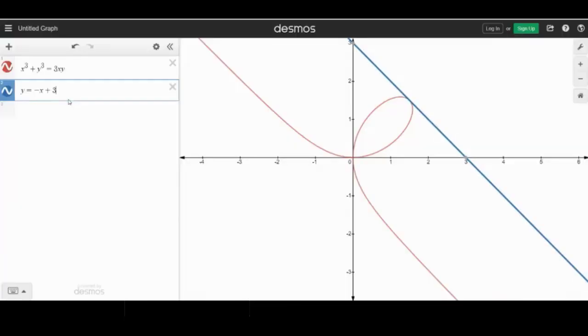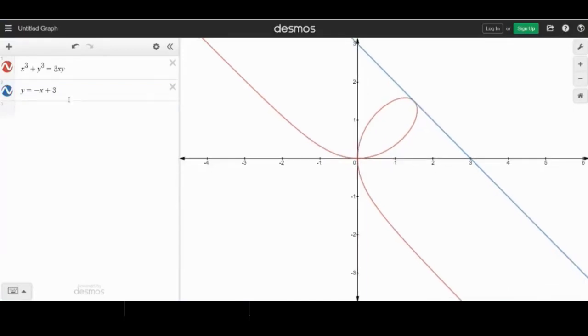We can see that we have this blue colored straight line, and this is the tangent line. This line is acting as the tangent line. So for the curve x cubed plus y cubed equals 3xy, we have found the tangent line at the point (1.5, 1.5). So this is how we can find a tangent line.